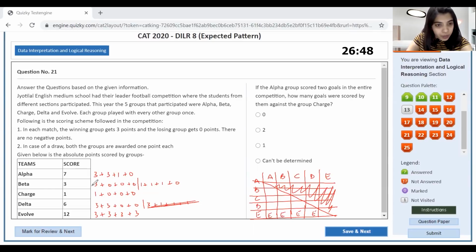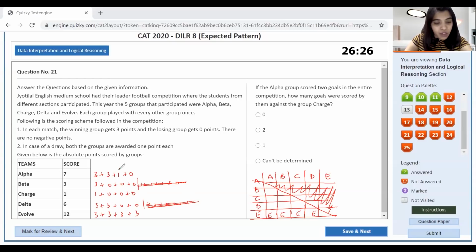Now, when we look at Beta, we have to decide for Beta. How many draws do we have here? 1, 2, 3, 4, 5. Now, we cannot have 5 draws because the number of draws has to be even for it to be a proper amount. So this is ruled out. So this is the final breakup of points.